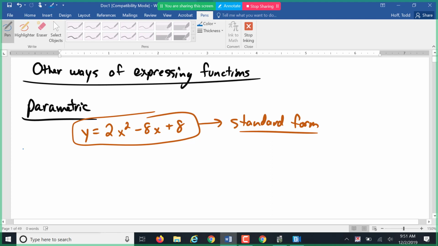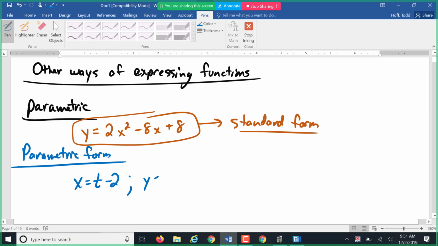Parametric equation, the parametric form, would look something like this. X equals t minus 2, and y equals 2t squared. Now we do have to define a range for t. Let's say we're going to go from t equals -3 to 3. Well, let's look at what this looks like.